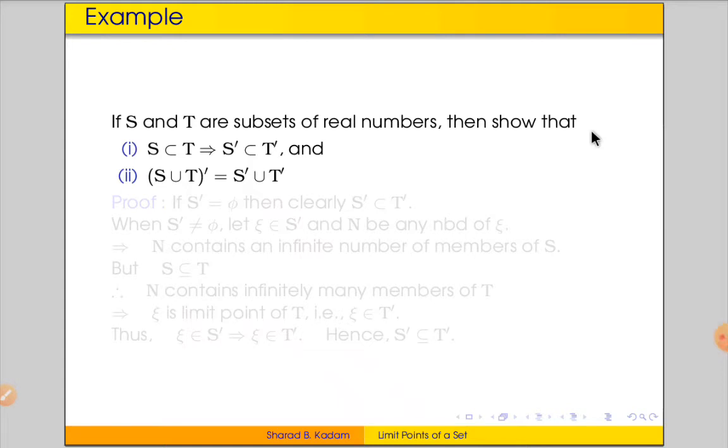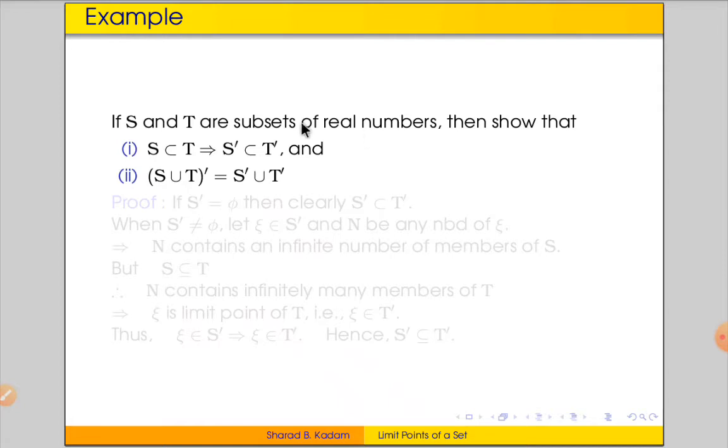In previous lecture I have defined limit points of a set, derived set, and I have proved an important theorem called Bolzano-Weierstrass theorem. In this lecture I will discuss two examples.